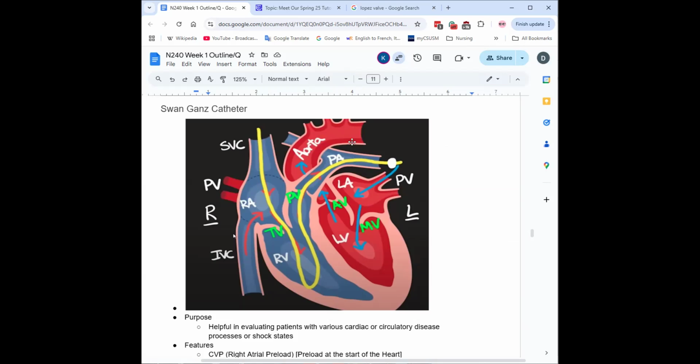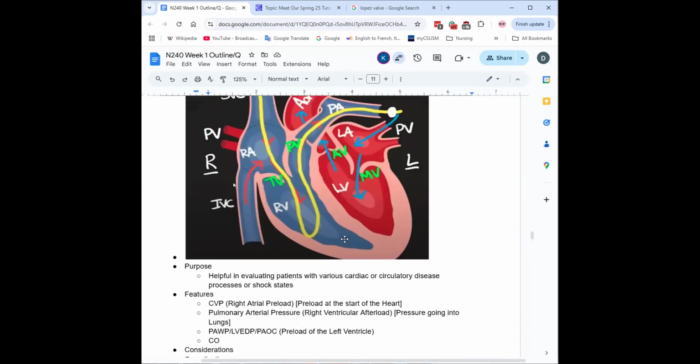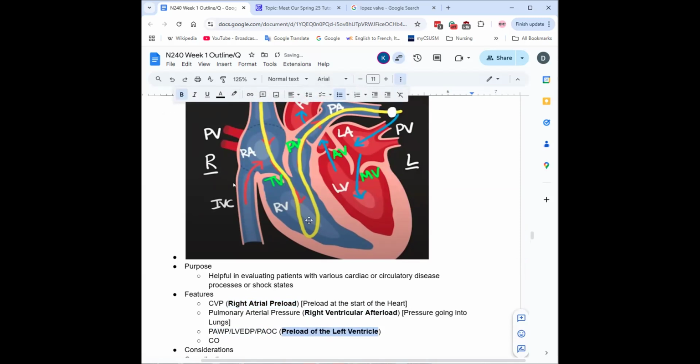which is really confusing and you don't need to know it to that level. So all you really need to think of is that this is essentially the preload of the left ventricle. So I think these are the best ways to think about them, because the whole explanation of why the balloon is able to cause that reading is kind of complicated.